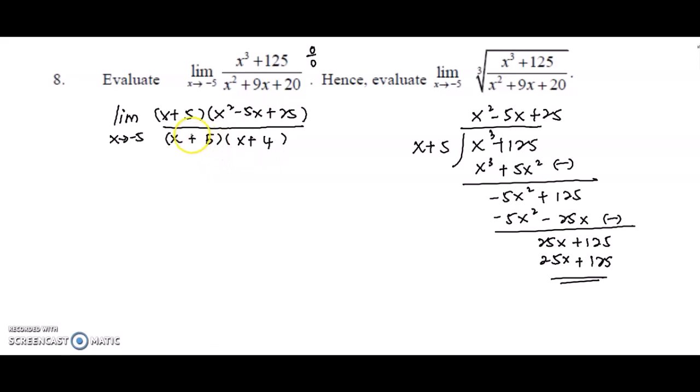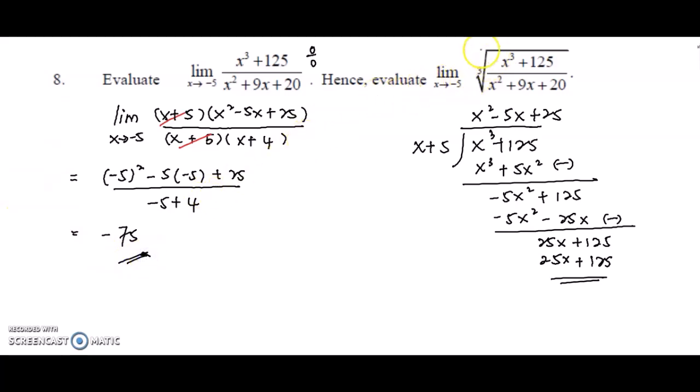So after you have factorized, you can see that there is x plus 5 at the numerator and the denominator. We can actually cancel it off. And now we can directly use the substitution method. Substitute negative 5 inside, you have negative 5 squared minus 5 multiplied by negative 5 plus 25. And this is divided by negative 5 plus 4. Alright, so you have your negative 75. This is the answer for the first limit.